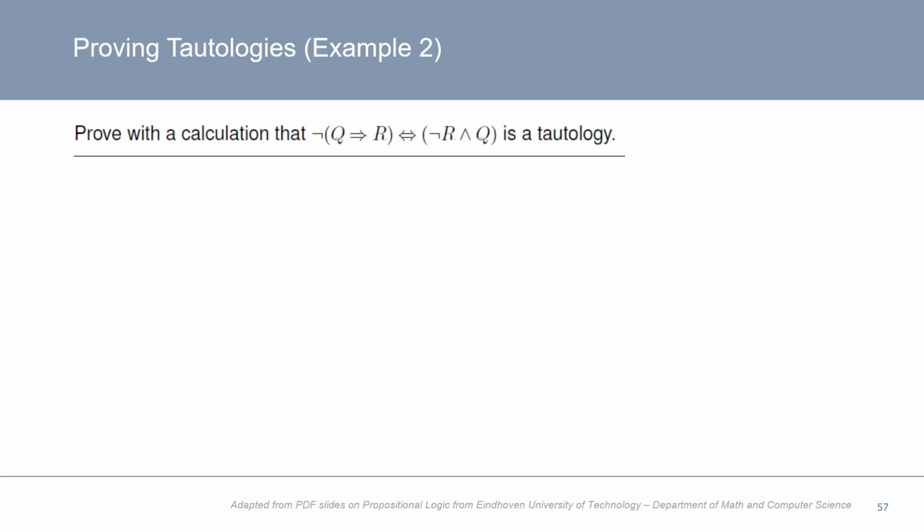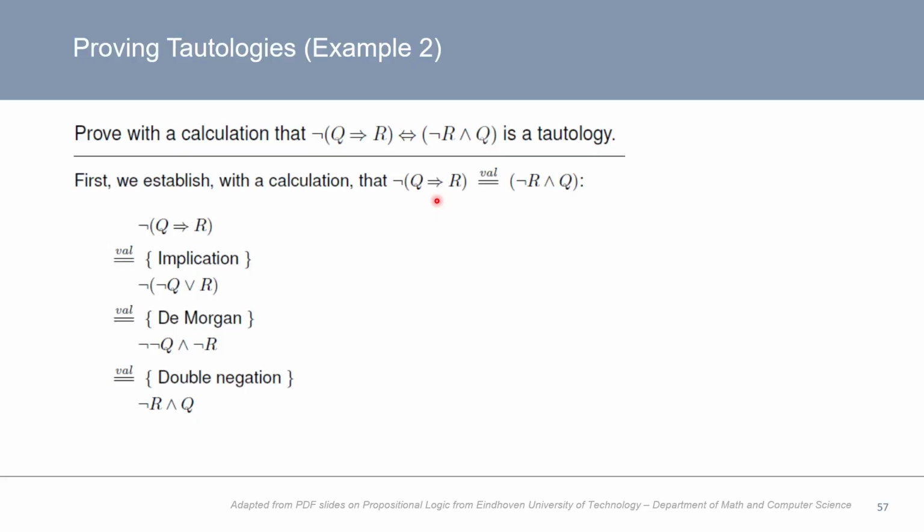Here's another example where we'll try to prove that a formula is a tautology. For this, let's notice that there's a biconditional in this formula. Therefore, we can demonstrate that this expression is a tautology if we can show that both sides of the biconditional are equivalent to one another. So let's try to prove that not Q implies R is equivalent to not R and Q.